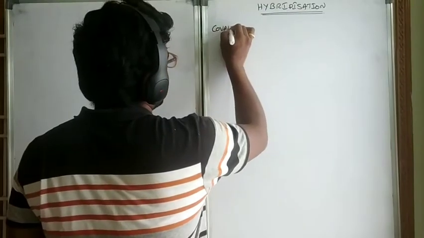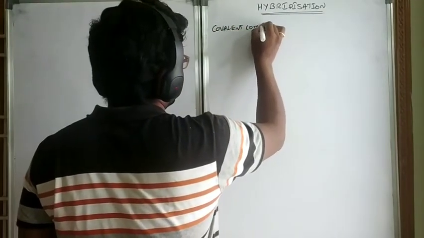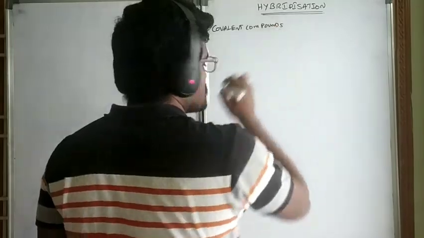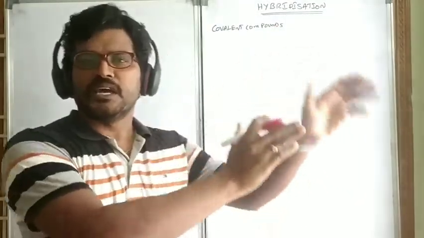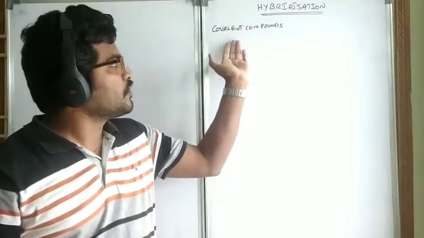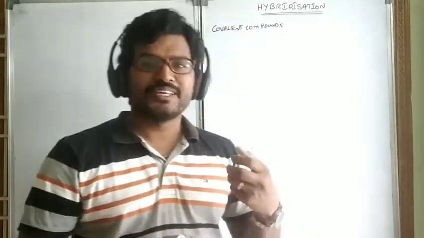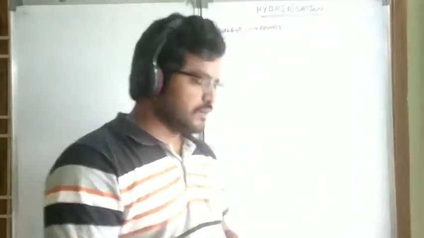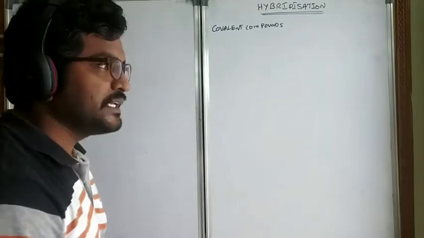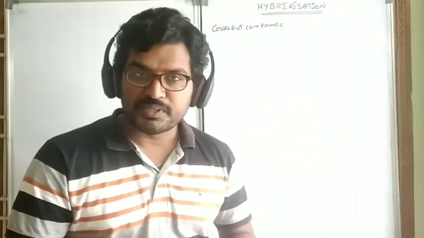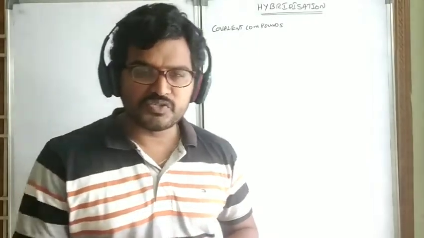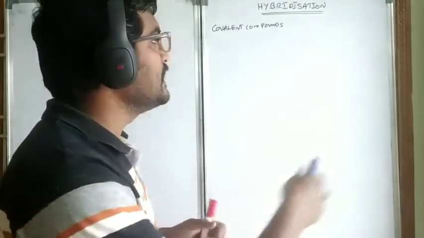Mostly covalent compounds. What is the hybridization of sodium in NaCl? It's not possible to identify like that because that is an ionic compound. Only for covalent compounds is this hybridization topic involved. To explain the properties of covalent compounds, valence bond theory is proposed, then the hybridization concept is proposed, and then VSEPR theory is proposed. All three theories are applicable for covalent compounds. Let's get into the details.